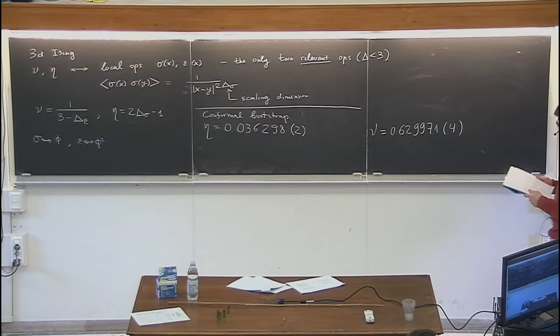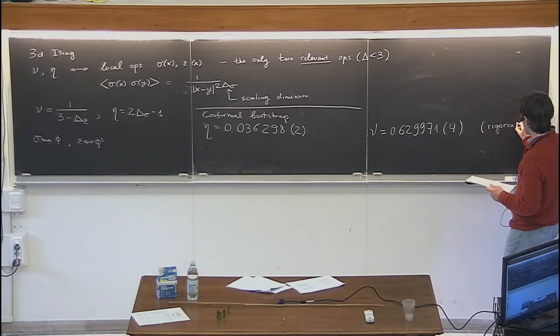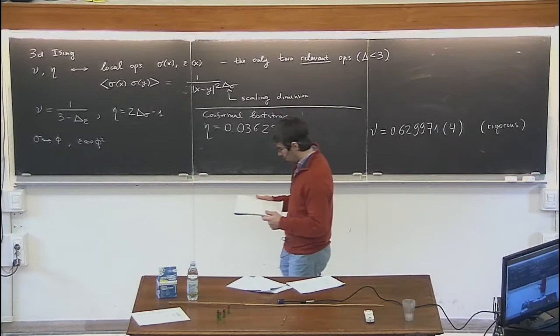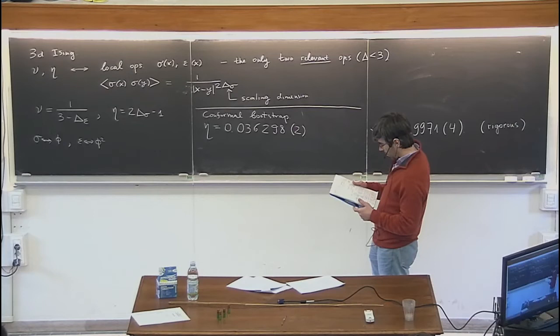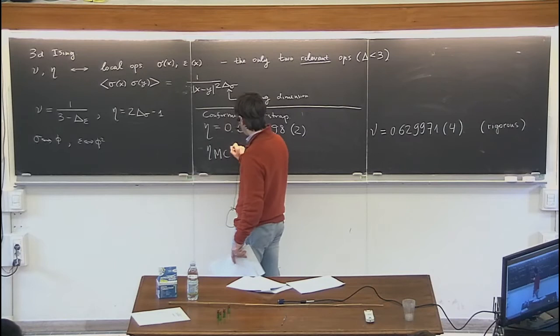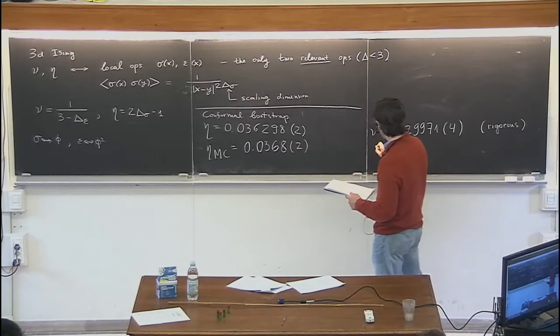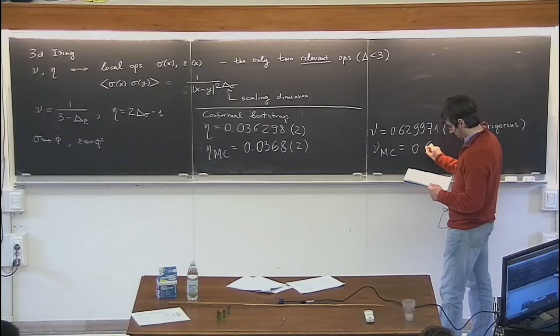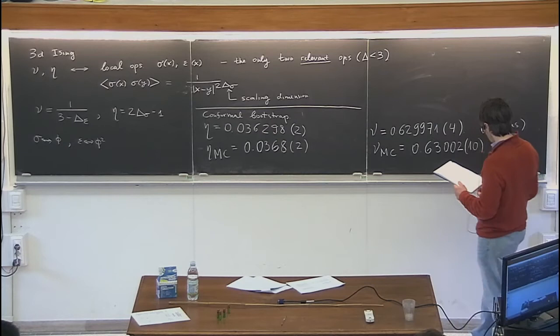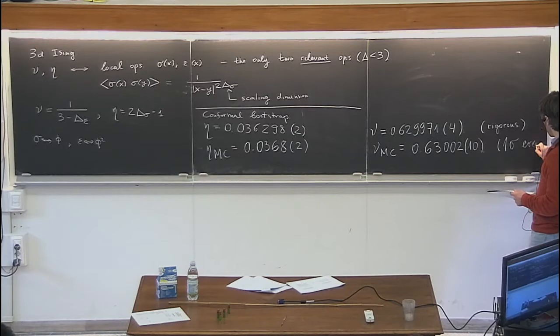So this is with rigorous error bars. So this uncertainty is completely rigorous. What I mean by that is that I'm going to confront it with the Monte Carlo results. So eta Monte Carlo is equal to 0.036822, and nu Monte Carlo is equal to 0.6300210. But this is one sigma error bars, because there's some statistical uncertainty which you get when you do Monte Carlo simulation.